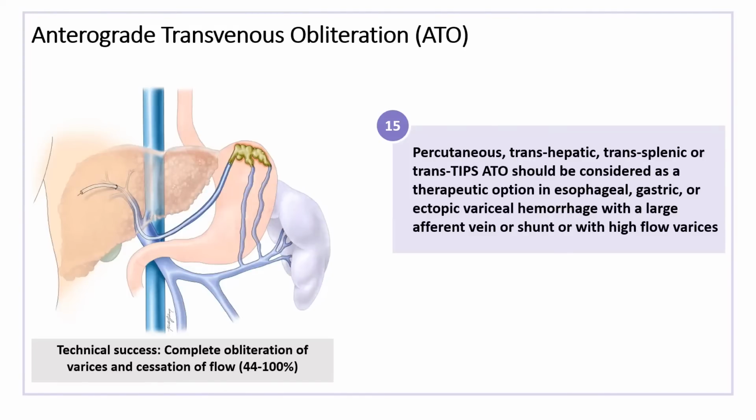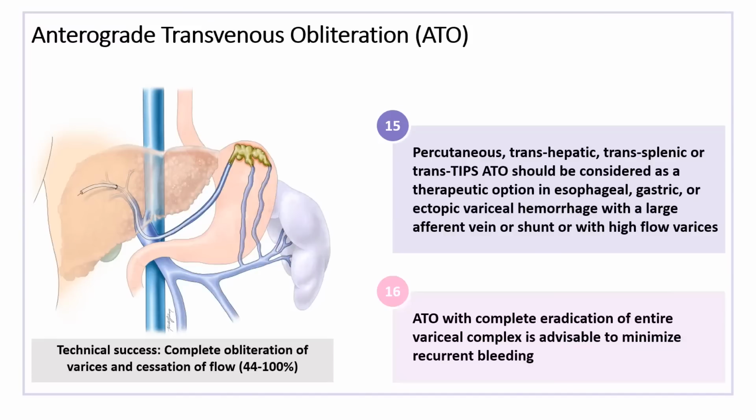esophageal, and ectopic variceal hemorrhage with large afferent vein or shunt with high flow varices. So basically, you can put a TIPS, but since this complex, as an example, this complex here, if it has very high flow, the varices may continue to be fed even if you put a TIPS. So this should be considered as an adjunct to TIPS or alone by itself.